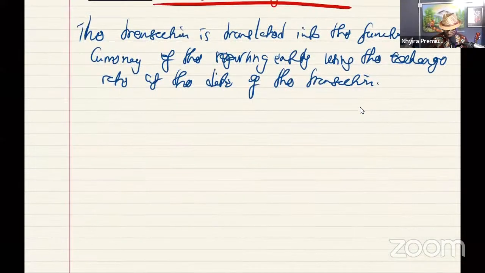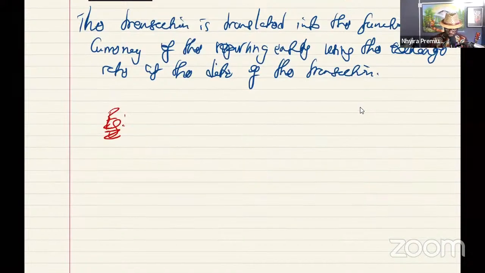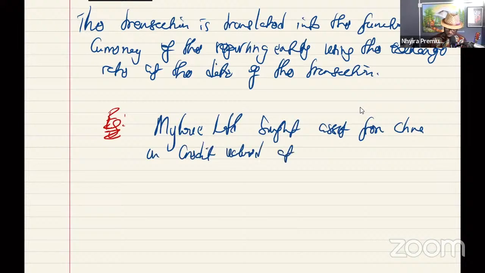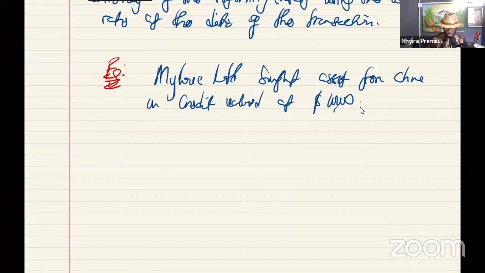So let me say, for instance, let's say that My Love Limited bought assets from China on credit, valued at, whatever, let's say $10,000, on 1st August 2021.